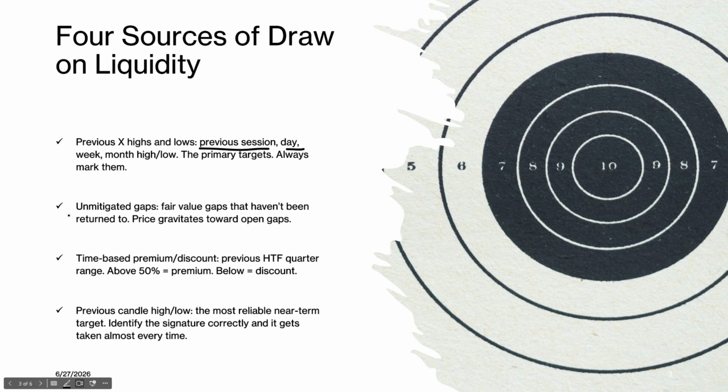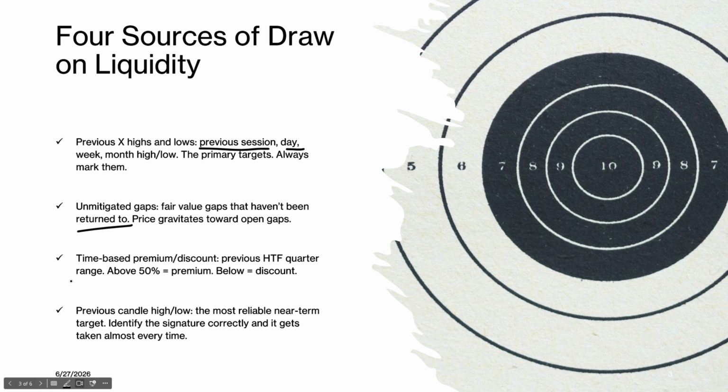Second, unmitigated gaps, fair value gaps that haven't been returned to. For example, if you know what a breakaway gap is, sometimes the market tends to not enter a breakaway gap, but later on, within the next day or next session, whenever in time, the market will tend to return to that gap. Price gravitates towards open gaps.